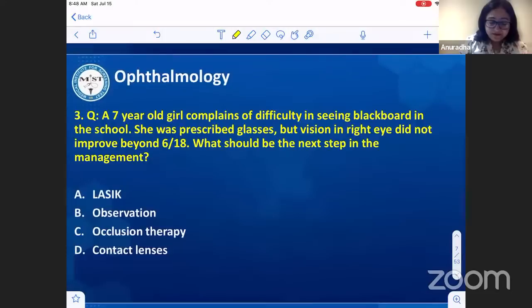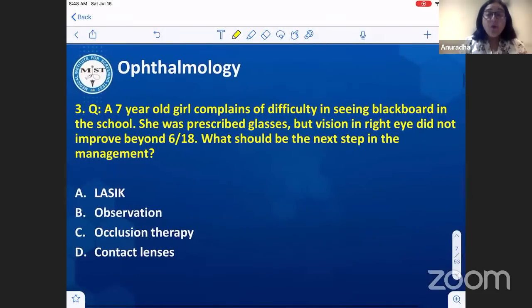Let's read the question statement. A 7-year-old girl complains of difficulty in seeing the blackboard in school. So again, keep looking at the important points. A young girl is having difficulty in seeing the blackboard in school. That means the distance vision, the far vision, is not clear. Okay. She was prescribed glasses. They checked her and prescribed her glasses.